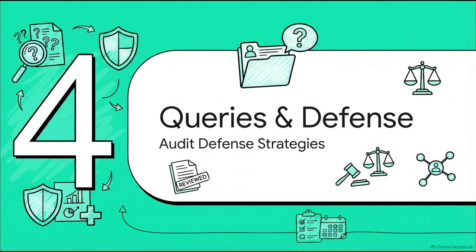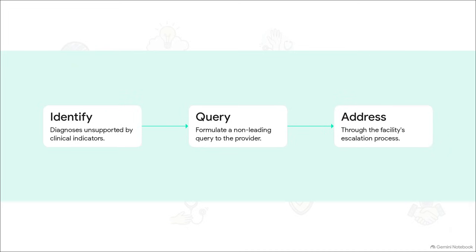Section 4. CDI queries and audit defense. Think back to that over-documentation scenario we just talked about. The 35-year-old female with a UTI and a SOFA score of 1 where the doctor incorrectly wrote septic shock. You can't just silently delete the code, but you also can't just ignore the glaring clinical mismatch. So, here's what we do. Step 1. Identify that the documented diagnosis is unsupported by the clinical indicators because the SOFA is less than 2 and the lactate is normal.